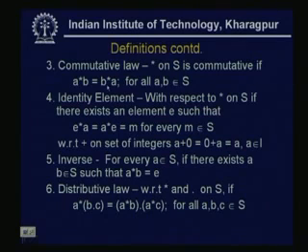Now, another rule is commutative. Again we are taking the same operator star and the same set S, that means the star operator on S is commutative if A star B equals B star A for all A, B belongs to S.